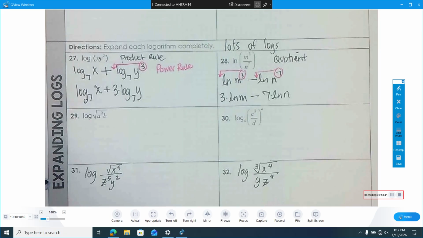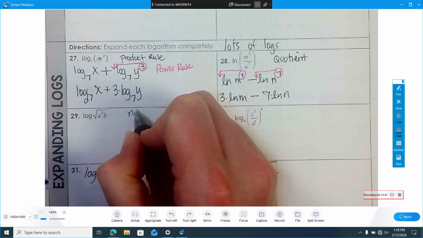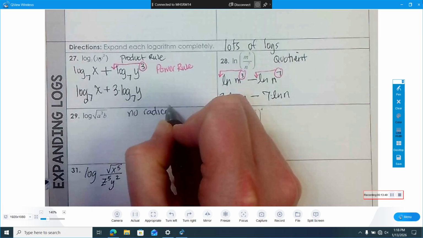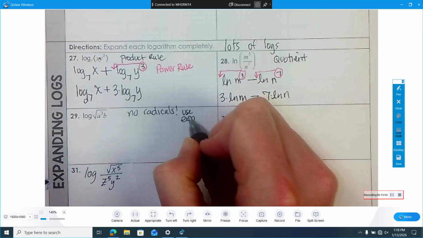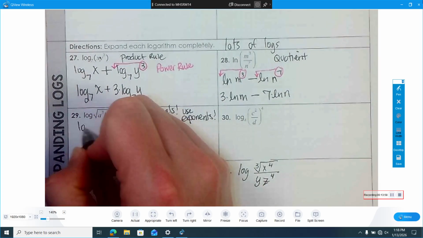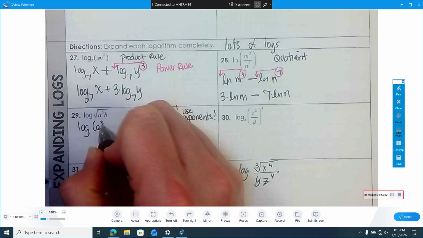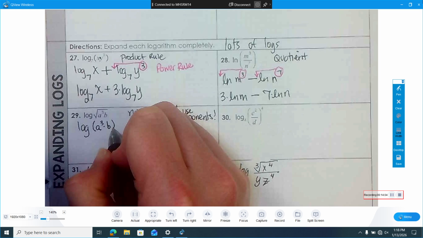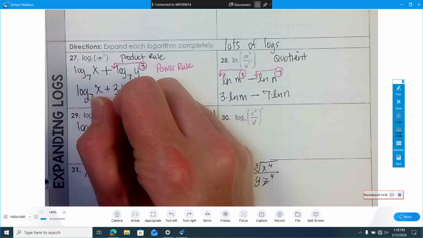What do we want to do on number 29? Yeah, I don't want to see any radicals. And we want to rewrite those using exponents. And our life will be a lot better. So I'm going to rewrite it as a to the 3rd times b, all of that to what power? 1/2. All right.